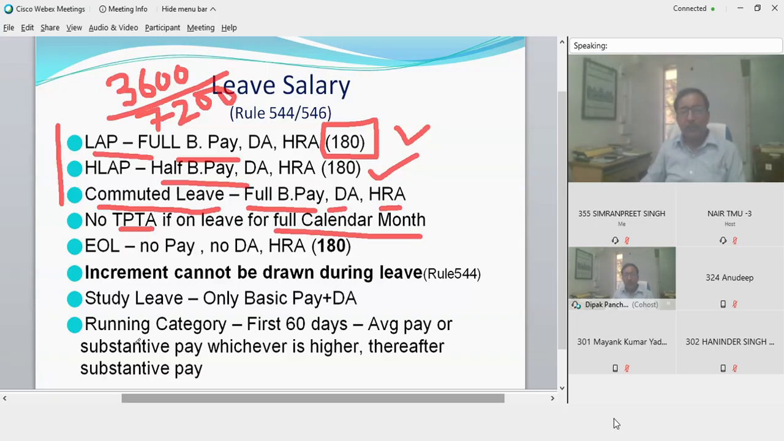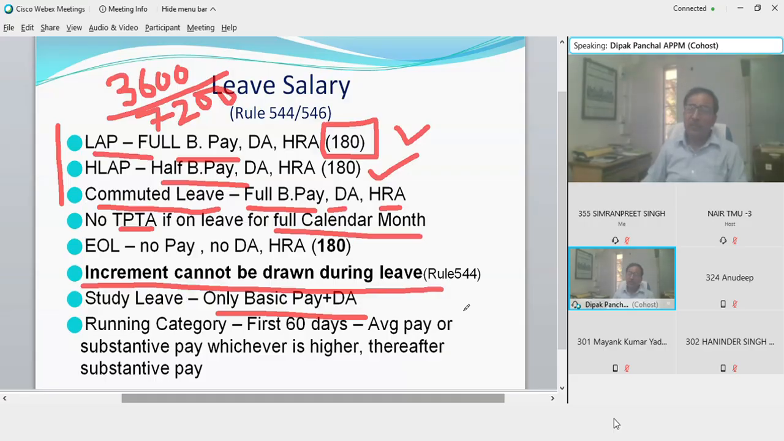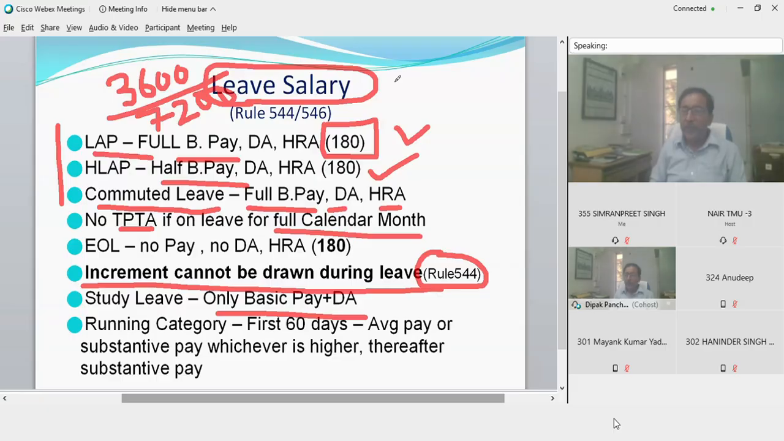Today, study leave: in case of study leave, only basic pay and DA is admissible. One constraint is there: increment cannot be drawn during the leave. Now, why this rule? It is because of a stipulation made in rule number 544 that leave salary will be equal to the last pay drawn by the employee immediately before proceeding on leave.